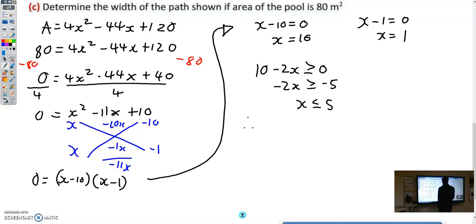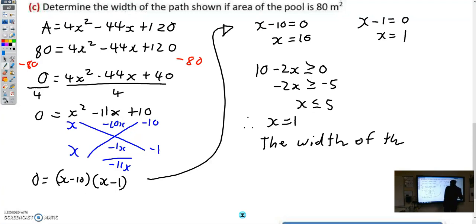Okay, so it's really important that you always check your feasibility. Because of this, we can say, therefore, x equals 1. The width of the pathway is 1 meter. Good luck.